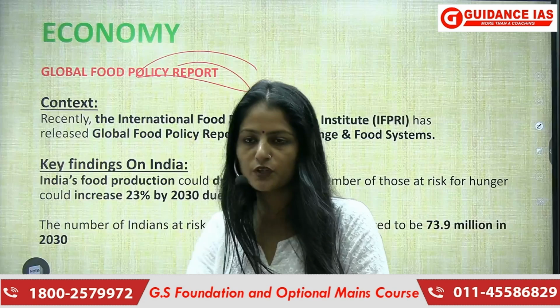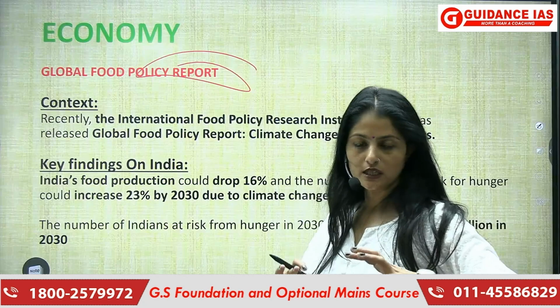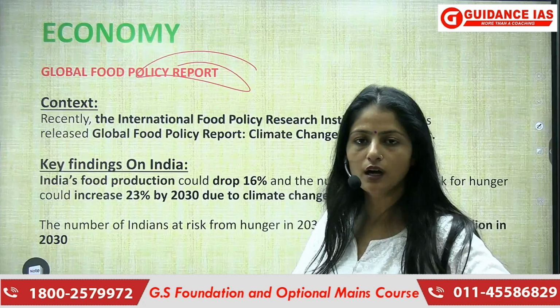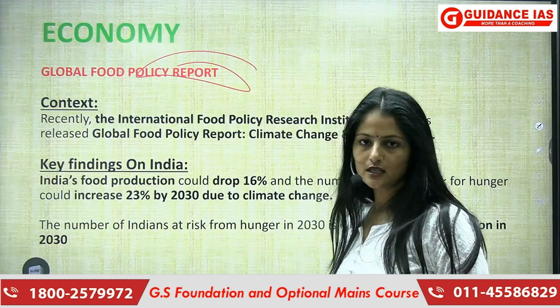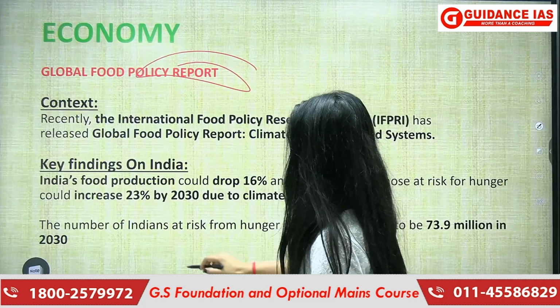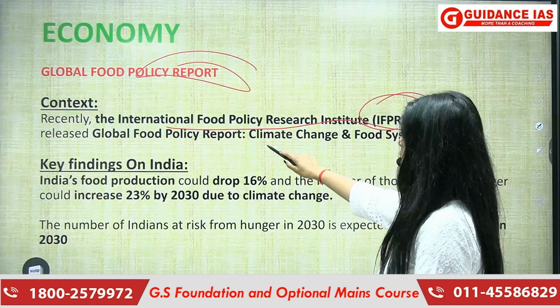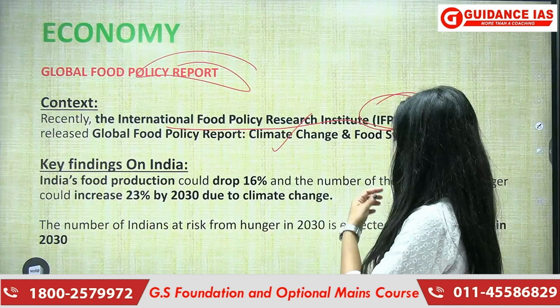The second thing is any major key findings in that particular report, and if there is any key finding pertaining to India or the Indian perspective, if the report has given any data about India, that you also have to remember, because that is important for UPSC, right? So who released it? The International Food Policy Research Institute, IFPRI, has released this report. The full name of the report is Global Food Policy Report: Climate Change and Food Systems.